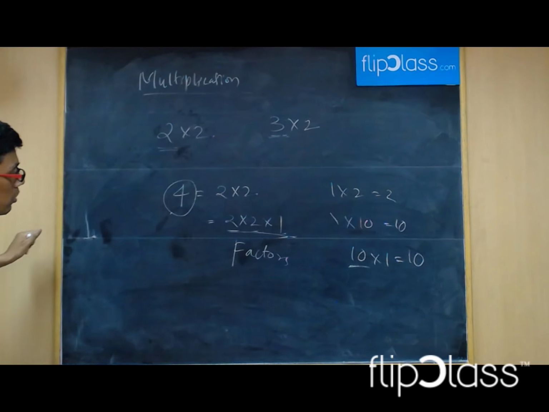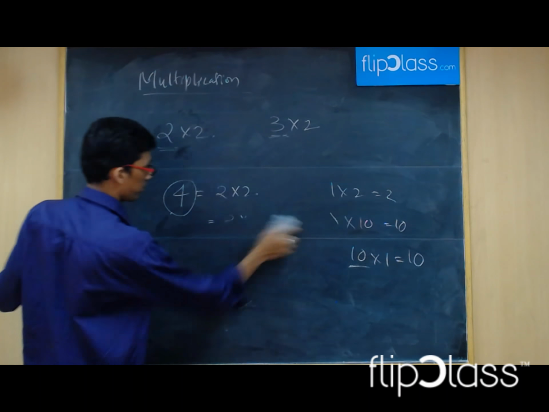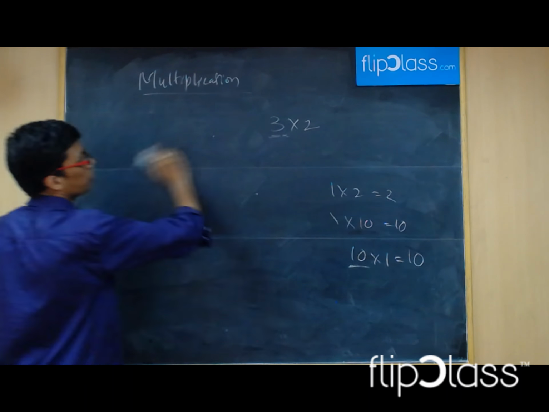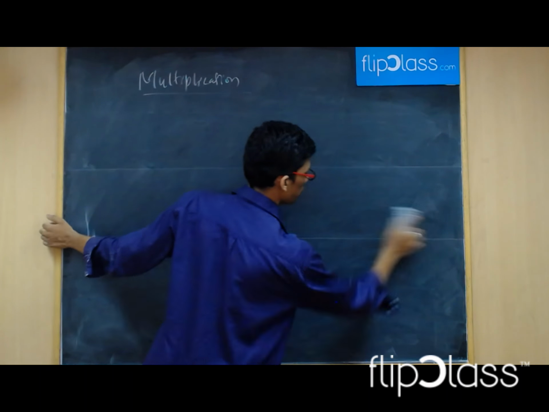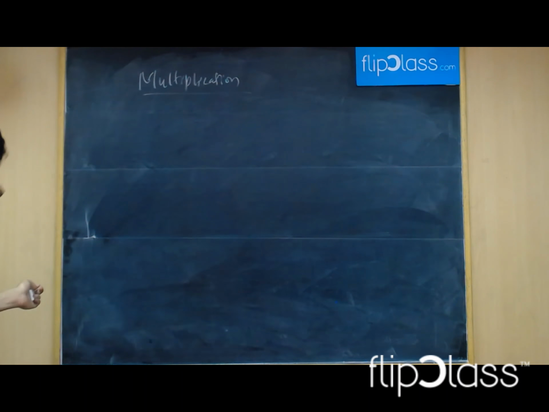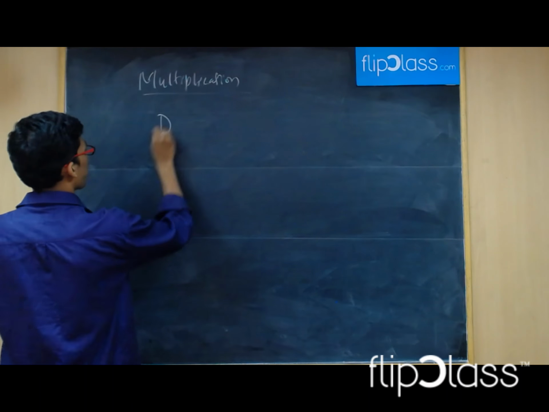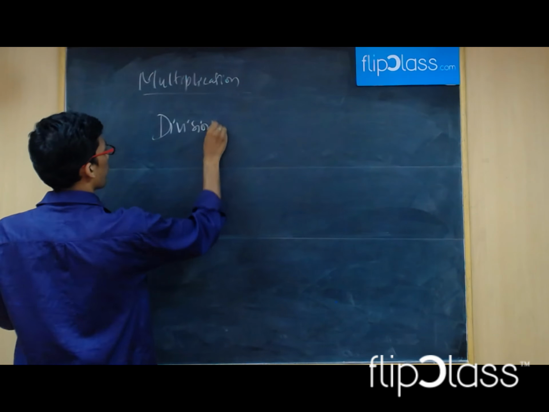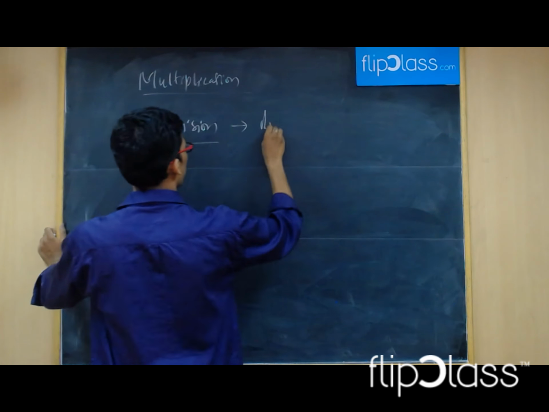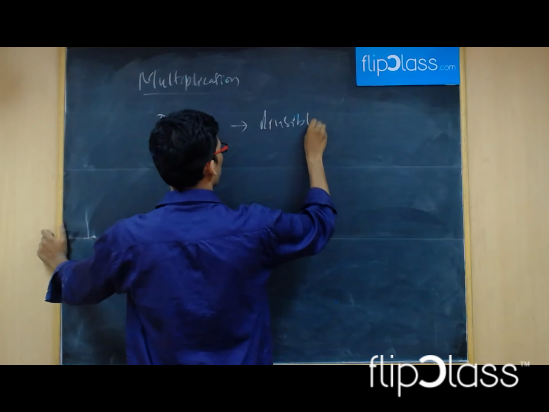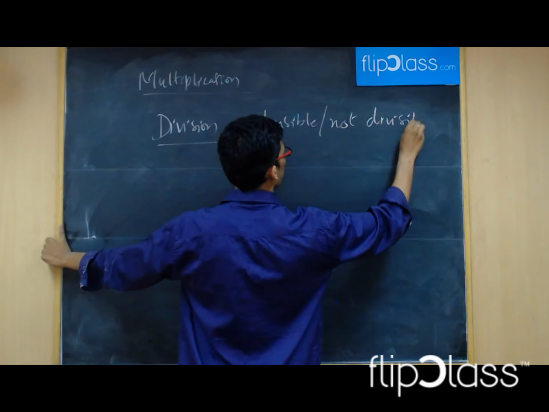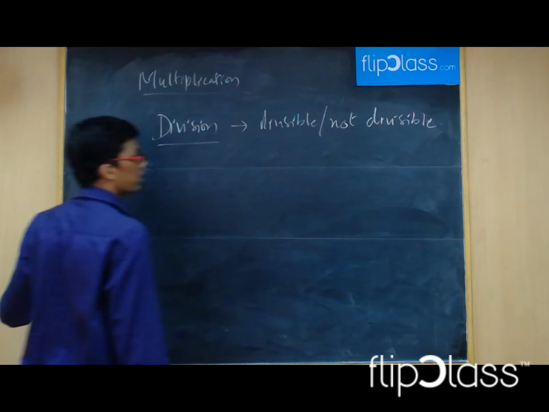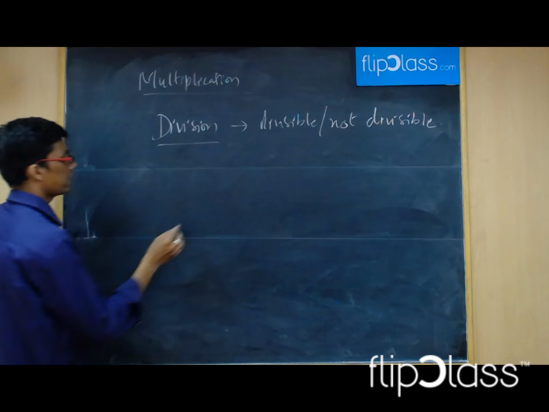So we have seen what we mean by multiplication. Now let's see how you do division. When do you say a number is divisible or not divisible? So let's just take this.